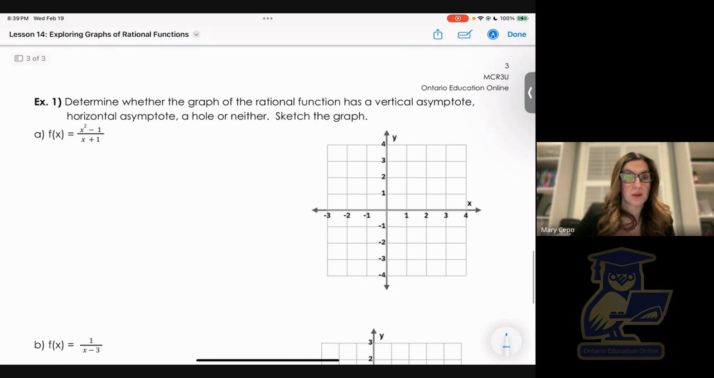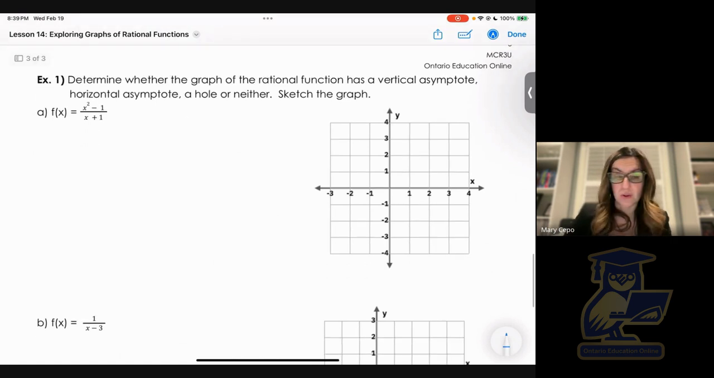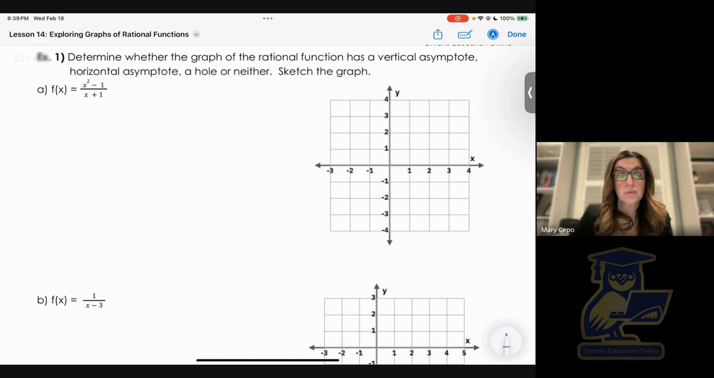So let's look at example 1. We're going to determine whether the graph of the rational function has a vertical asymptote, a horizontal asymptote, a hole, or neither. And then we're going to use that information to do a quick little sketch of the graph. So as we did previously, we always want to factor to see if we have a common factor, which would result in a hole. Once you've simplified your rational function, if you have a value or an expression in the denominator that results in the denominator of that rational function equaling 0, that's when we have a vertical asymptote.